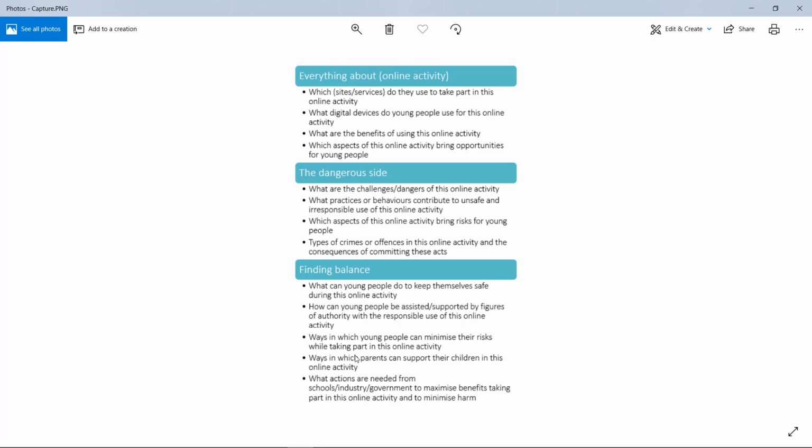And then ways your parents can support you, and what actions schools and the industry can take, so for example, online shopping. What can the online shopping industry do? What can government do to maximize the benefits of young people taking part in this online activity and minimize the harm? All right, so these are the 3 subtopics that I suggest you can maybe divide this big topic into.